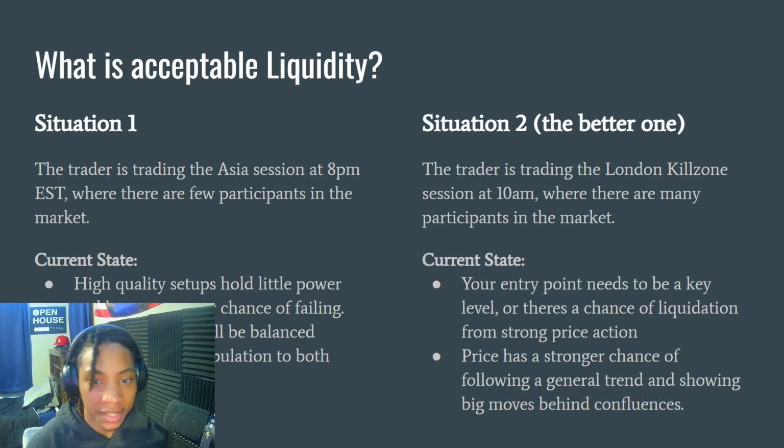And then there's the second situation, which says the trader is trading the London kill zone session at 10 in the morning, where there are many participants in the market. So either way, in both standpoints, you need to make sure that your entry point is at a key area where there is a chance that you can get out of the market in a negative standpoint. But in situation 2, since there's more liquidity or movement, price has a stronger chance of following a general trend and showing bigger moves behind confluences rather than in situation 1.